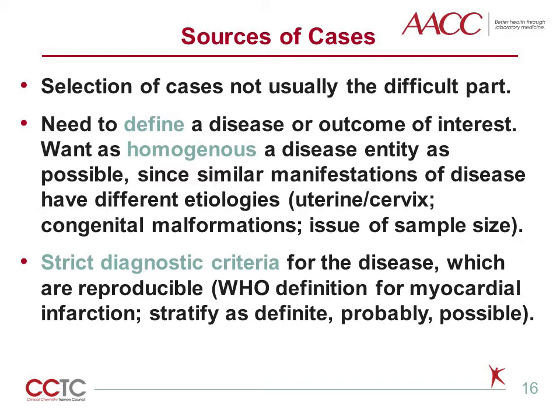The same for combining uterine cancer and cervical cancer. Again, the sample size will be bigger, but uterine cancer and cervical cancer have very, very different etiologies, and you will harm yourself in terms of finding the relationship that you want to find. So you'll need strict diagnostic criteria for your outcome, which are reproducible. So you'll need to cite that you use the WHO definition for myocardial infarction or the TOAST criteria for stroke. And then also what you might want to do is stratify your cases and controls by definite, probable, and possible so that you really know, did I have all the criteria or just some of the criteria for the disease or the outcome under study.